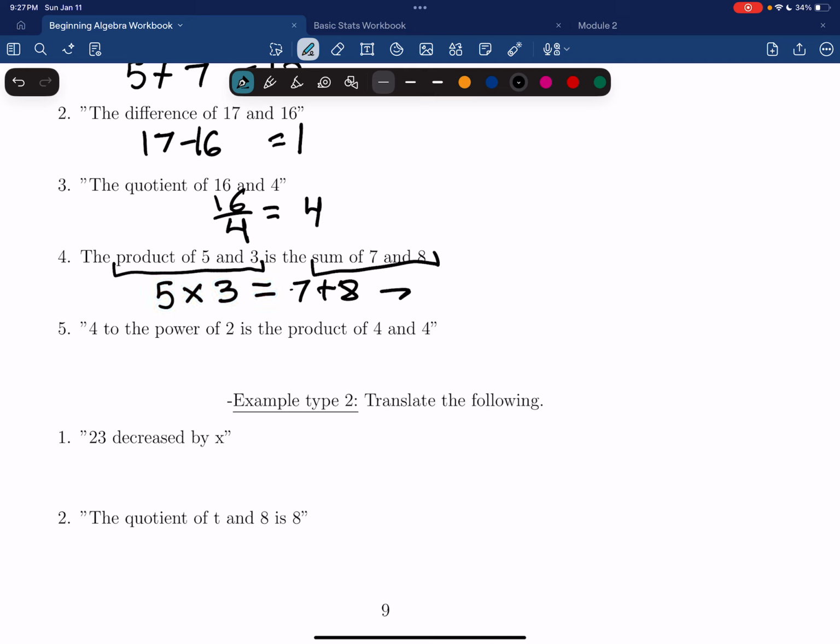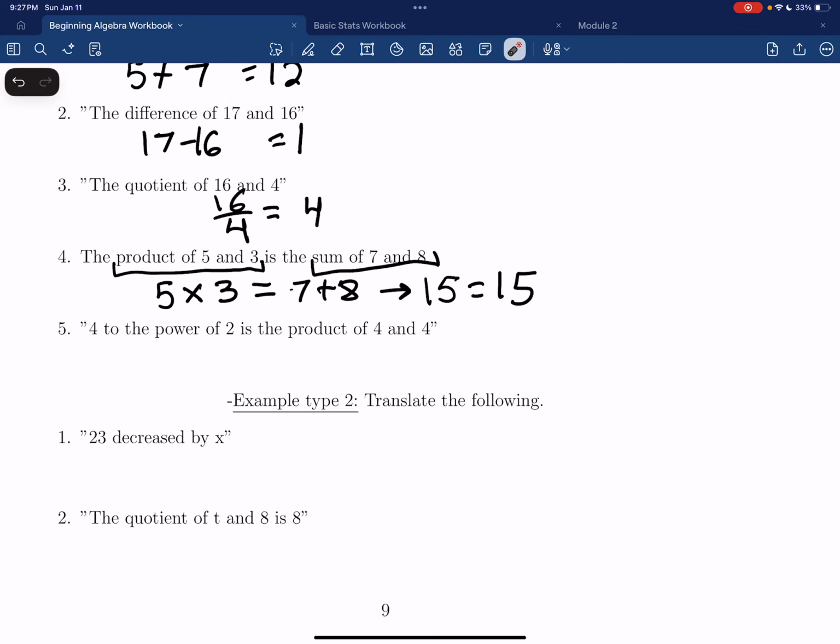Now let's evaluate both sides of this equation. We have 5 times 3, that's 15. And 7 plus 8 is also 15. So this is indeed true. The product of 5 and 3 is the sum of 7 and 8.